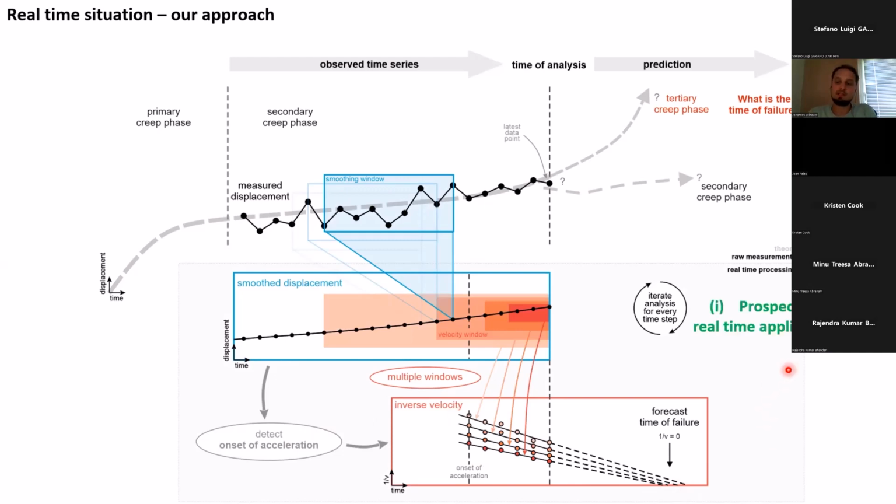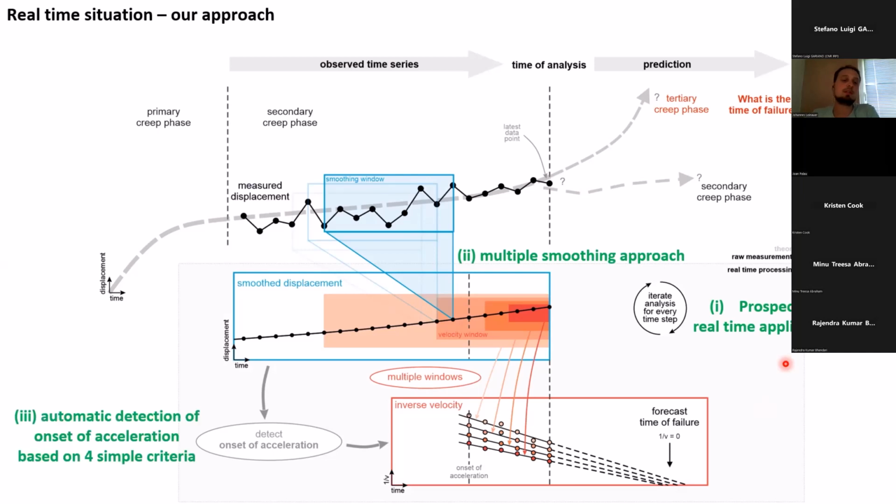So this is able to operate in real time, prospectively. We have a multiple smoothing approach that helps a little bit to reduce the subjectivity of my smoothing approach. Then I have the onset of acceleration detected automatically. I will show a bit more detail in a second. And I can estimate the uncertainty of my forecast by the calculation of more than one forecast.